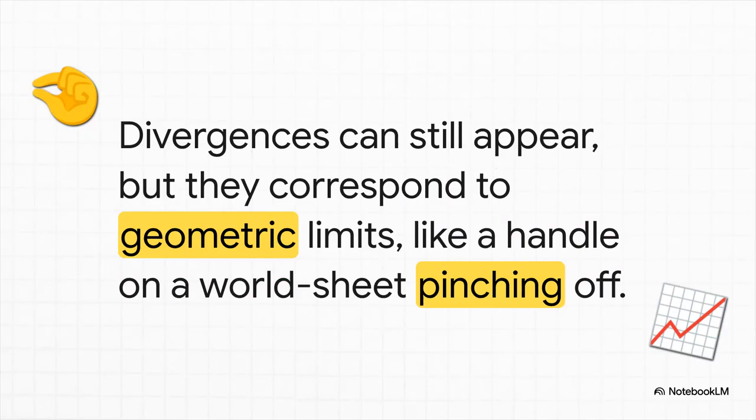Now, to be fair, string theory isn't perfect. You can still get these troublesome answers, called divergences. But, and this is a huge but, they happen for a different reason. They don't come from a single point breaking down. Instead, they correspond to something you can actually picture, a geometric event, like one of those handles on our donut getting stretched infinitely thin until it pinches off. The problem becomes geometric, not pathological.